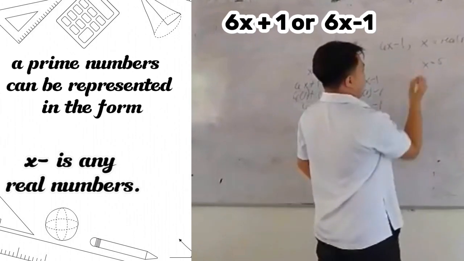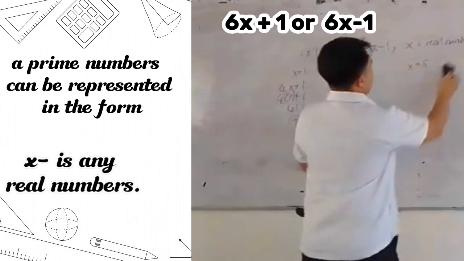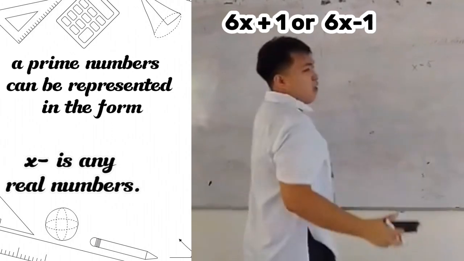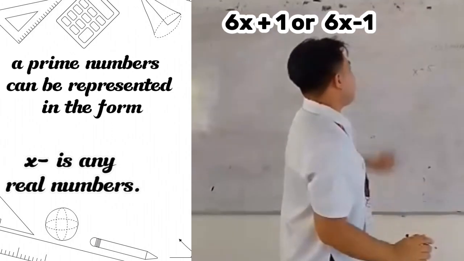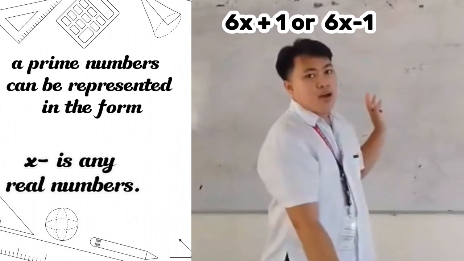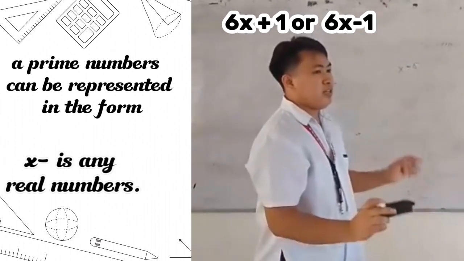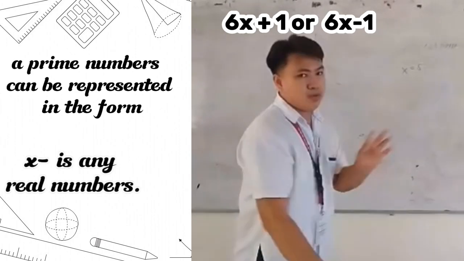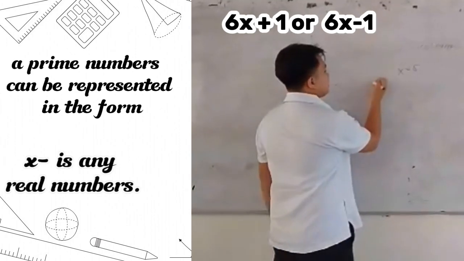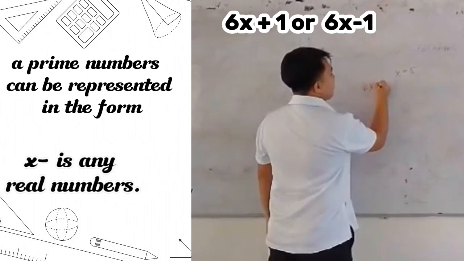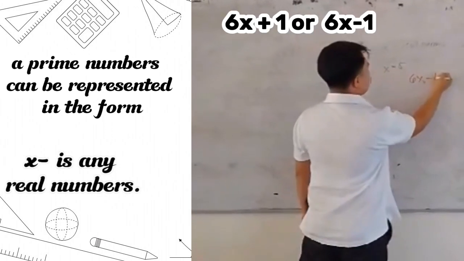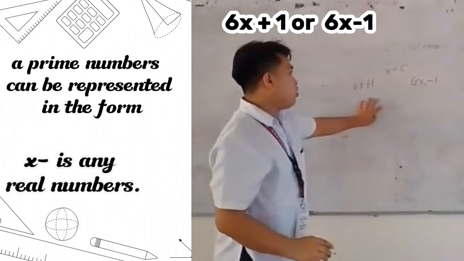So we are going to use the same formula to know whether the given formula produces prime numbers. So we also have here 6x plus 1, and the other formula is 6x minus 1. So replace the value of x with 5.